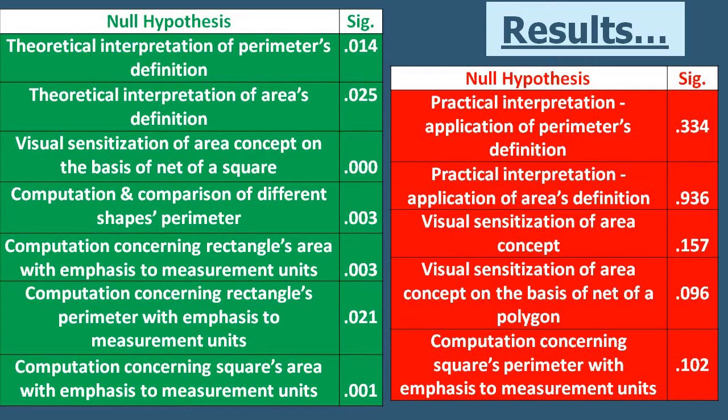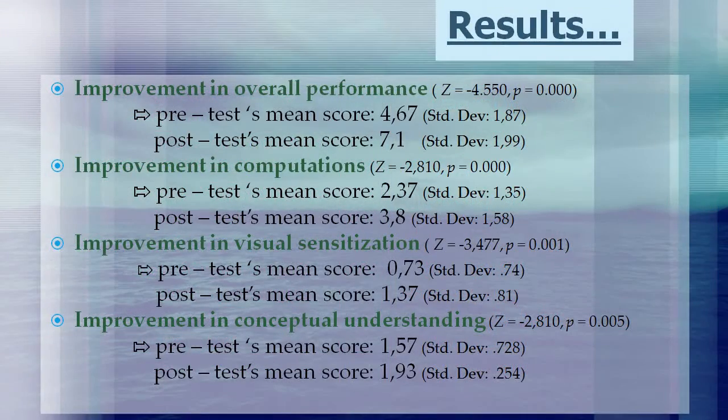Theoretical but not practical interpretation of perimeters and areas definition, all types of computations except computations concerning perimeter with emphasis to measurement units of a square, and visual sensitization of area concept on the basis of net of a square were the variables in which there was statistically significant difference between students' initial and final scores. Students improved their overall performance drastically. Their post-test score was nearly doubled, and 27 students gave more accurate answers.